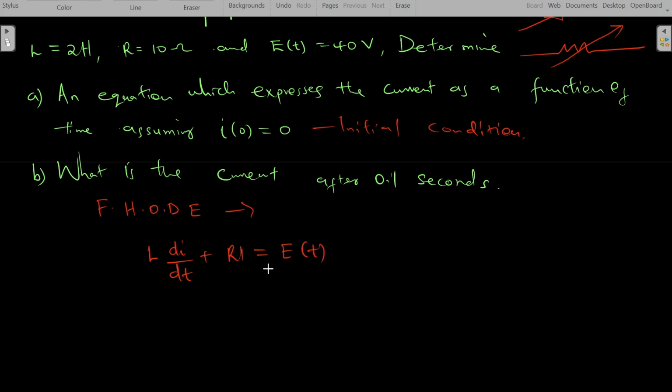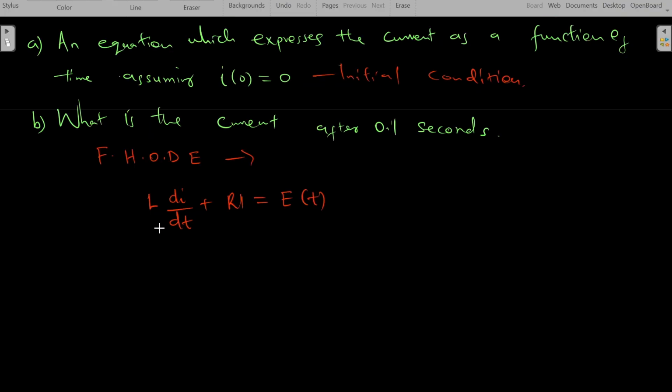This is our first order ordinary differential equation, which we will solve using an integrating factor. The reason behind it is that it's linear and first order. So we'll use the method of integrating factor to solve for this.